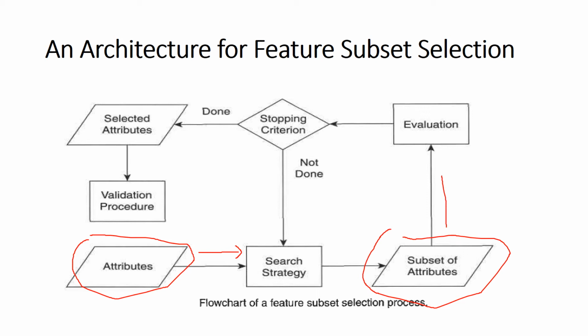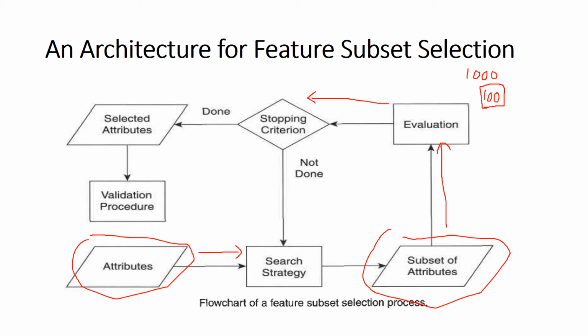After the evaluation of this subset of attributes is done, we go for checking the stopping criteria. The stopping criteria can be the number of attributes that are required in the subset. For example, let us say we have 1,000 attributes in the total data set. Let us say, as a rule of thumb, I want the 100 best attributes in the subset. So the stopping criteria checks whether 100 is reached or not. This is like a rule of thumb.